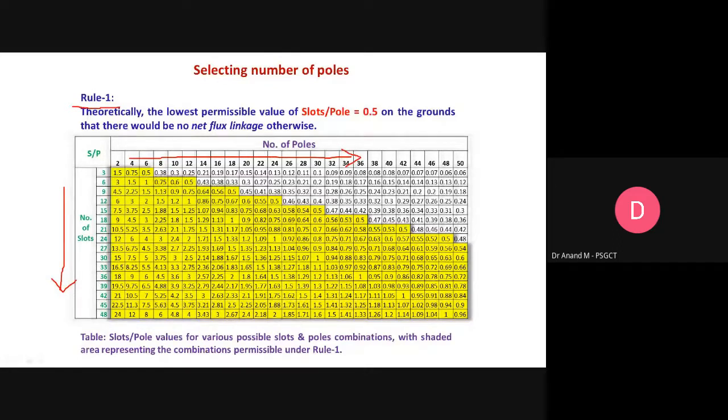For example, if I go for a 3/12 configuration, it is a proven concept that this rule is not permissible, so we cannot select a slot per pole configuration of this combination. Here you can see some yellow regions which are passing rule number 1, the first step in determining this slot per pole combination.